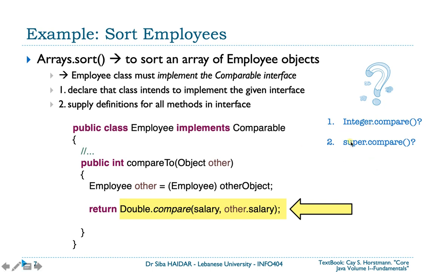Another question, do they override a super compare? Of course not. They are static methods, no overriding in static methods. So even if they have the same name, they are different static methods. There is no relation between these methods. This is a polymorphism by name, only by name.